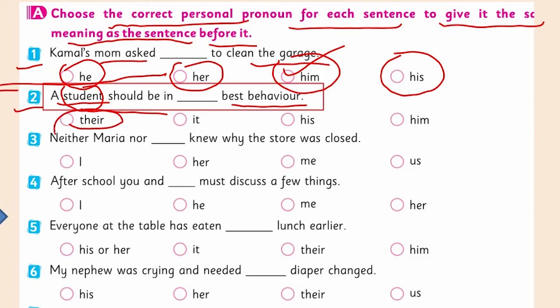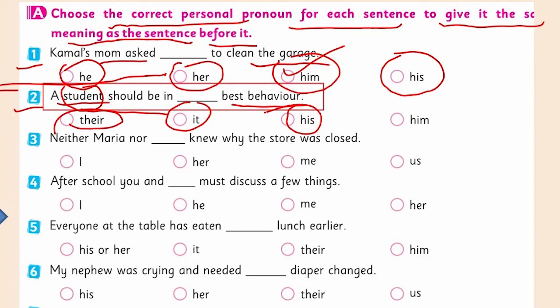their refers to what? To the plural. But here it is a student, one student, so what do we do? We can't use it either. It is for non-living things and for animals, like we saw the example of cat, we use it as a pronoun. So what will be? A student should be in his best behavior, in his best behavior. It shows the possession, ownership and relationship of something.